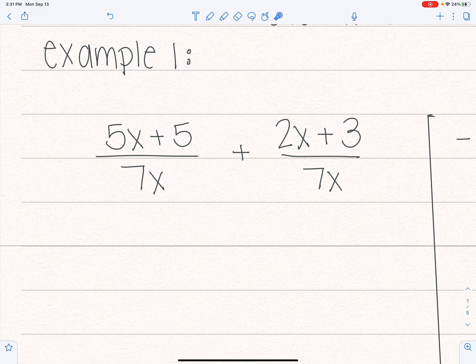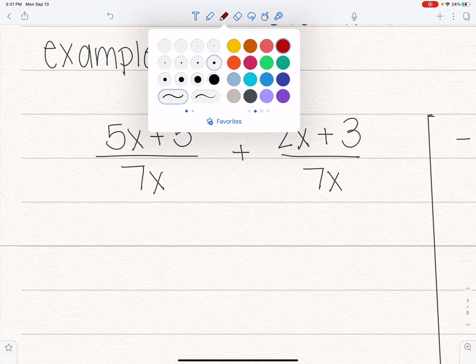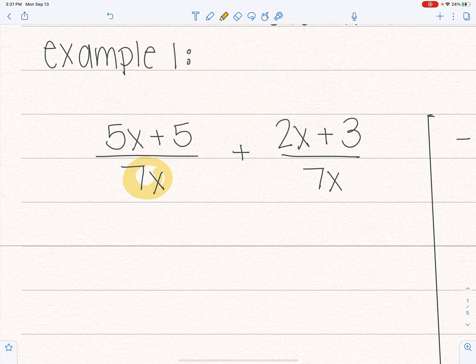In example 1, the denominators are already going to be the same. We're going to kind of gradually work into this. So if the denominators already match, like in example 1, you'll see that I have 7x on the denominator and 7x. If the denominators already match, I'm able to go straight to combining them to one fraction. So with addition or subtraction, once you have the same denominator, you're going to combine those and keep the denominator. We do not add the denominator.